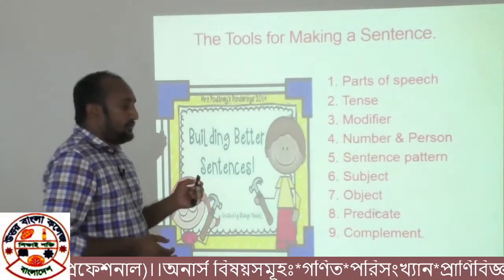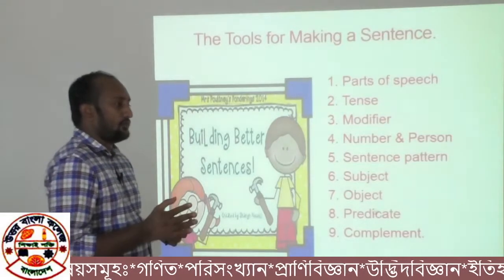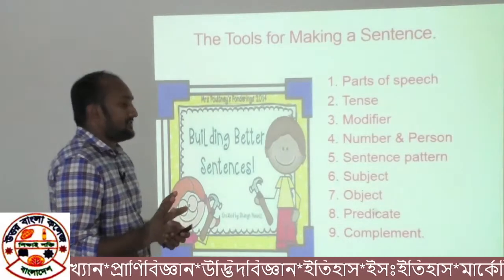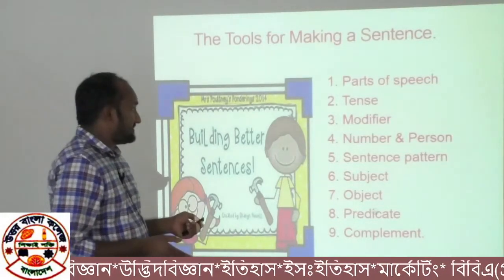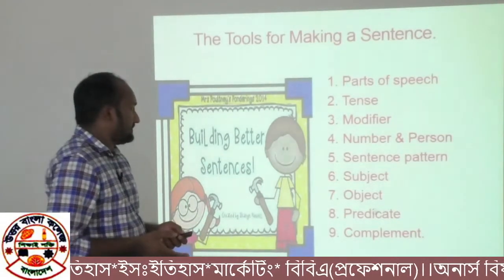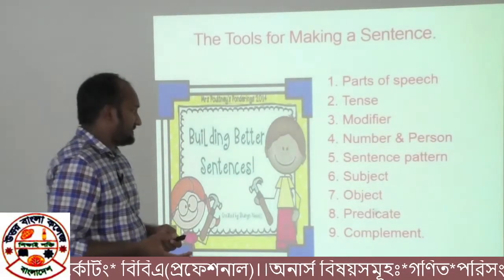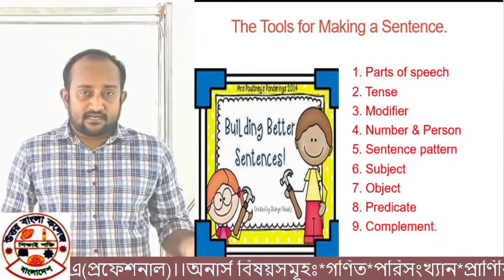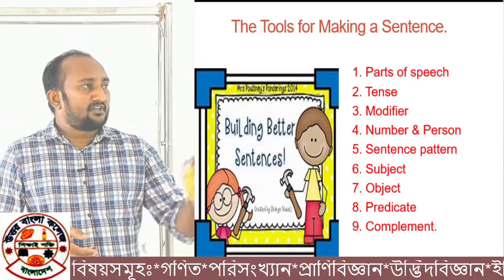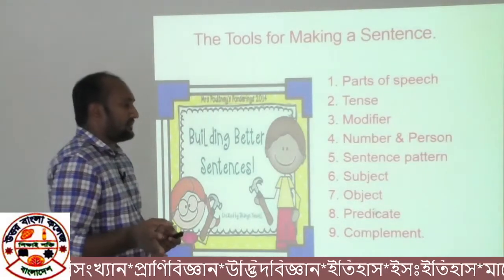Now we would know the tools for making a sentence. The things that you need to know to make a sentence are: first, parts of speech, then tense, then modifier, then number and person, and then sentence pattern, actually the pattern of simple sentences: subject, object, predicate and complement. And we know about parts of speech. There are 8 types of parts of speech, and we need to know all of them particularly.